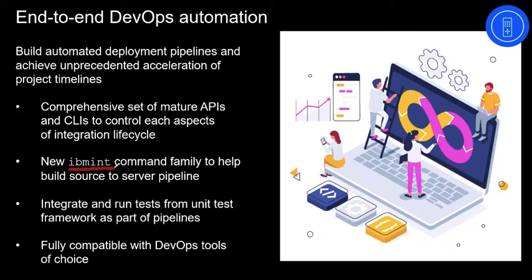So this IBM int command will help you to build source to serve the pipeline which is available there. So that is what your IBM int will help you to do. That is your IBM command line interface, the IBM int client, which is available there.